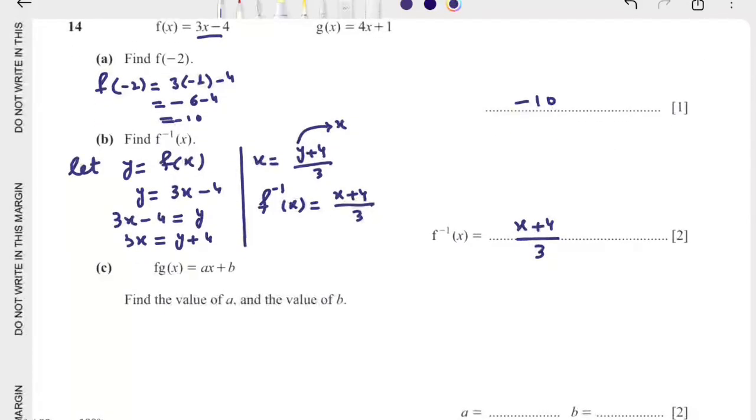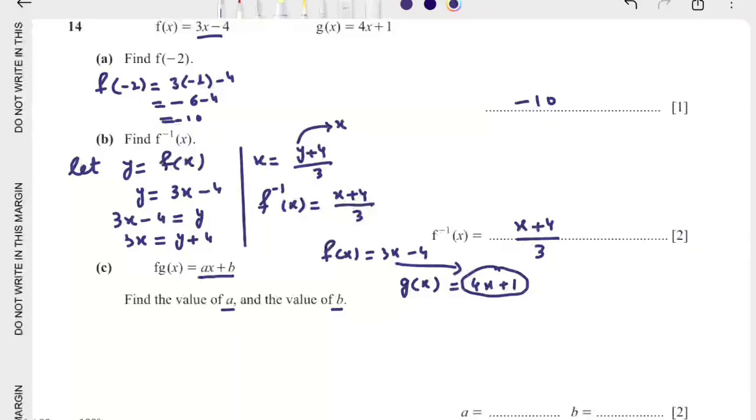Now next part. This is a composite function. f of g of x is equal to ax plus b. Find the value of a and the value of b. So here we know that g of x is equal to 4x plus 1. So this value we are going to substitute in f in place of x over here.